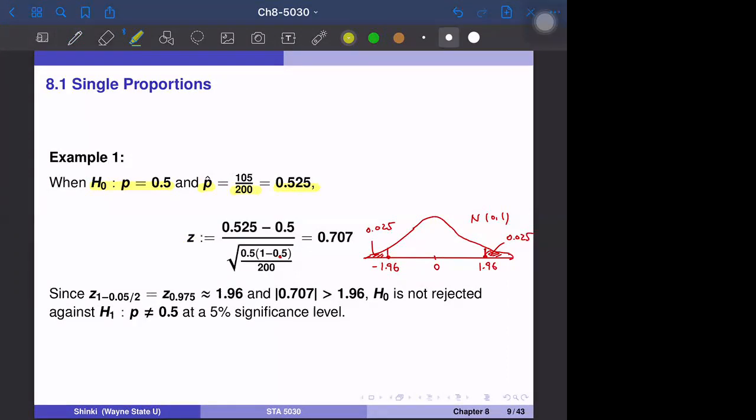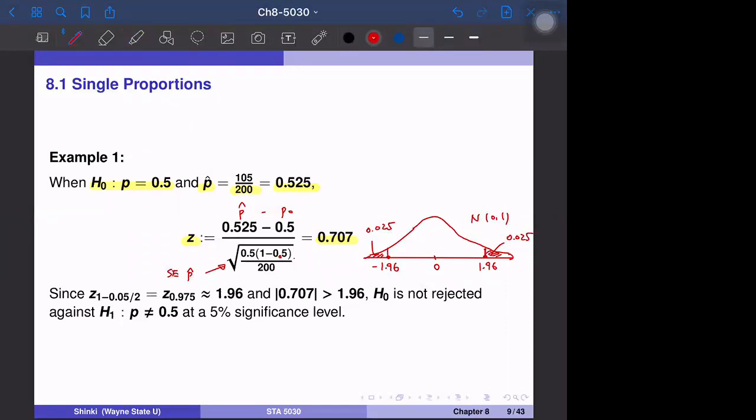And the z statistic discussed in the previous video is p hat minus p naught. So that is 0.525 minus 0.5 divided by the standard error of p hat, that is the square root of p naught times 1 minus p naught divided by sample size. And that is 0.707. And you know that 0.707 is a typical value of a standard normal random variable.